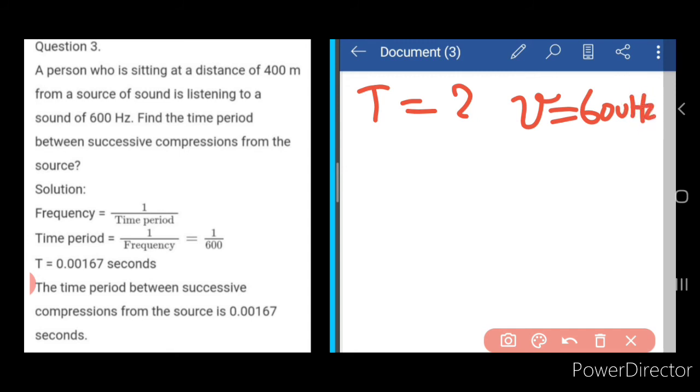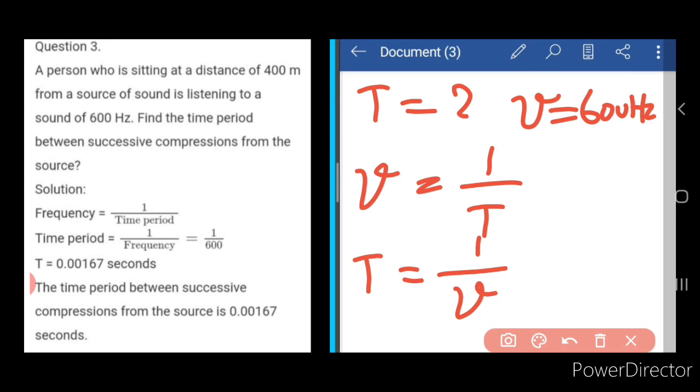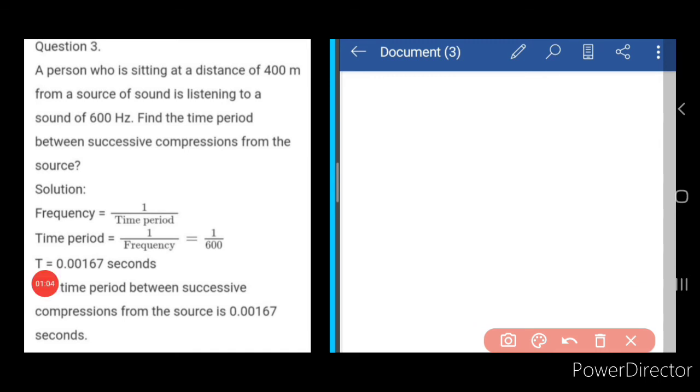Now what do we have to find out? We have to find out the time period. We know that frequency mu is equal to 1 divided by T, isn't it? We have to find out T. So T is equal to 1 divided by mu, right? Mu is 600. So when you divide this, you will get the answer. Let's divide. So this is 1 divided by 600, isn't it?